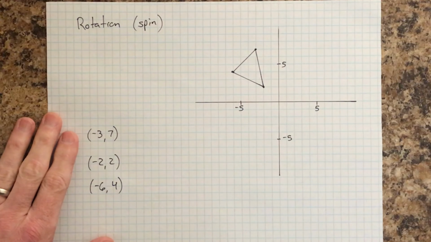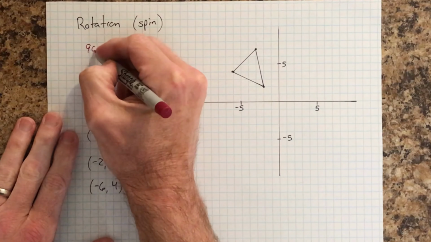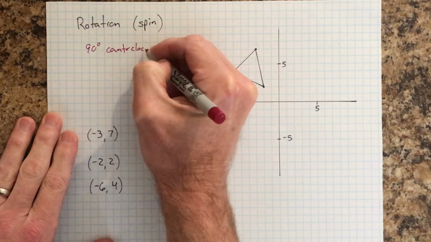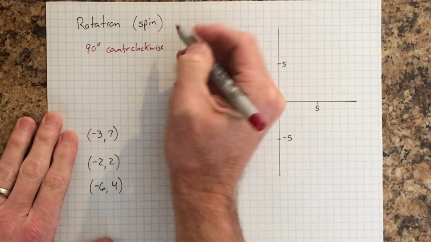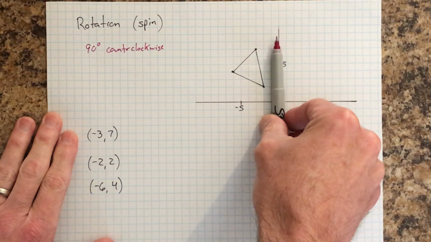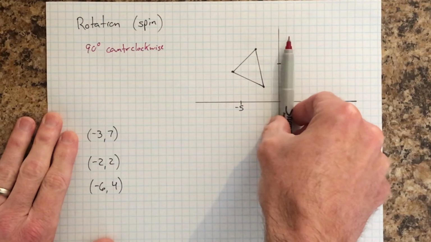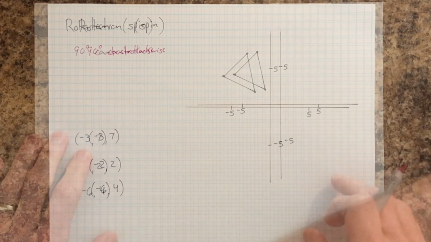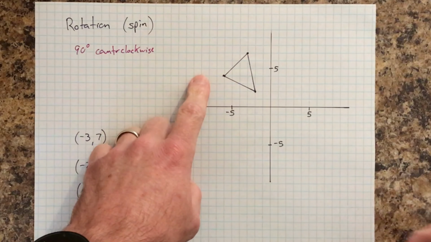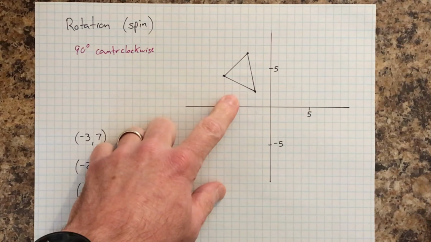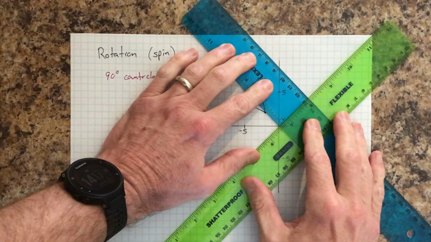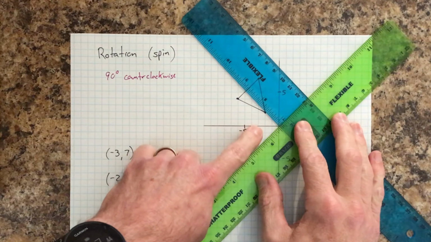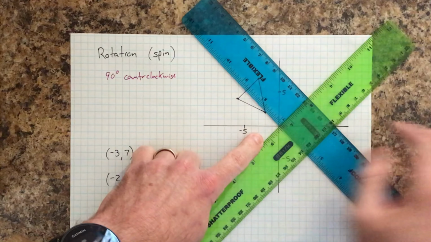Specifically, let's talk about rotating 90 degrees counterclockwise. Clocks, of course, rotate this way, so counterclockwise would mean to go 90 degrees this way. So to rotate 90 degrees counterclockwise, we need to think about a right angle. 90 degrees, of course, being a right angle. Notice -2, 2 becomes -2, -2.